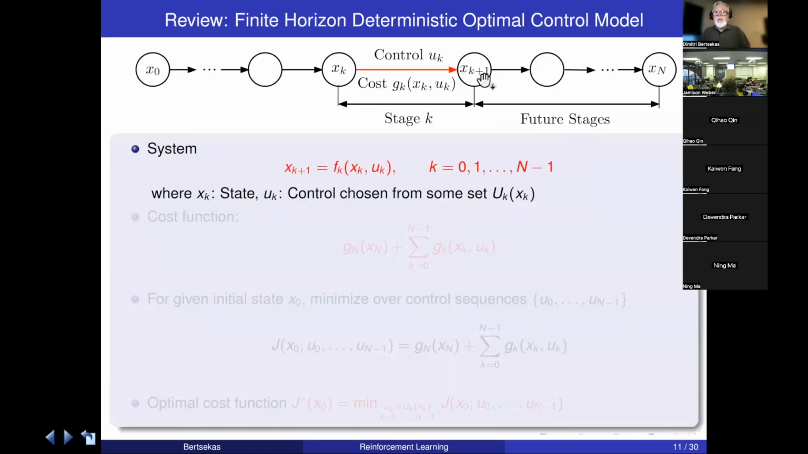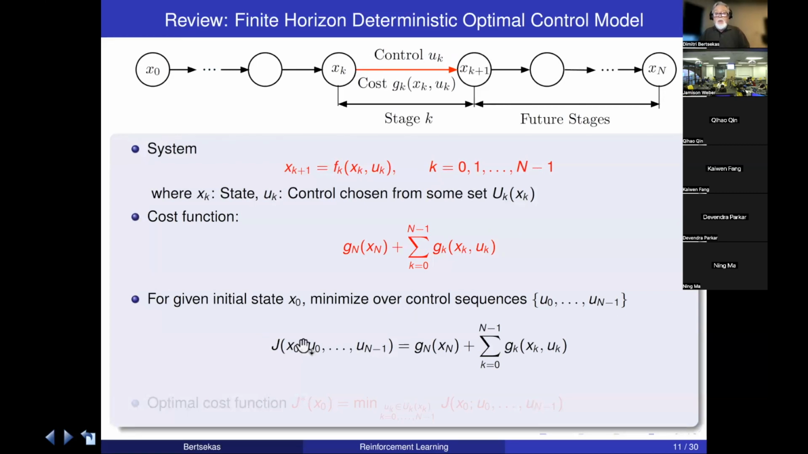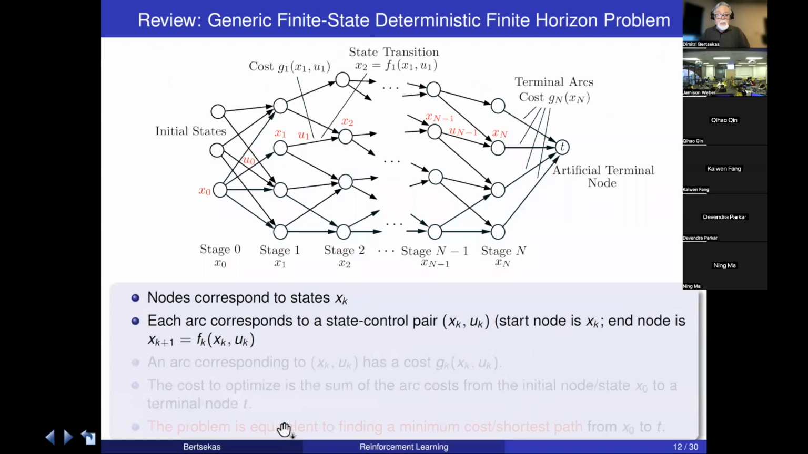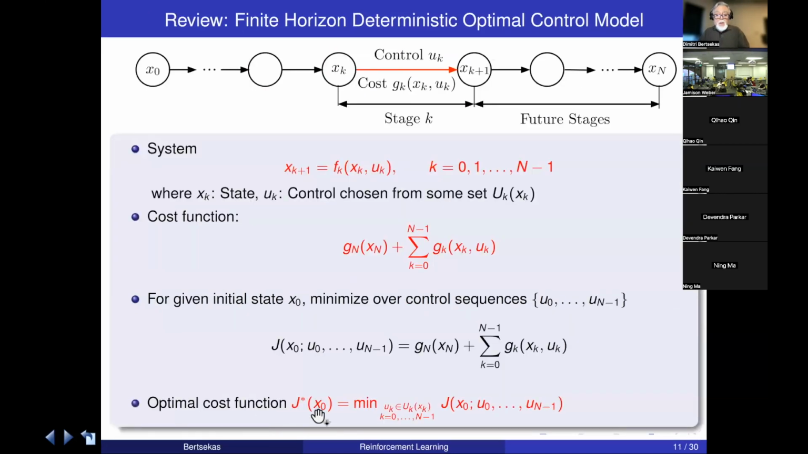Okay, in deterministic problems, there's no W, there's no stochastic disturbance. So given the current state, when we apply a control, we know exactly the next state. It's given by some known function. And the cost is also deterministic. The cost function is what you obtain from a sequence of controls. We minimize this expression over all control sequences, and we obtain the optimal cost, which depends on x0.